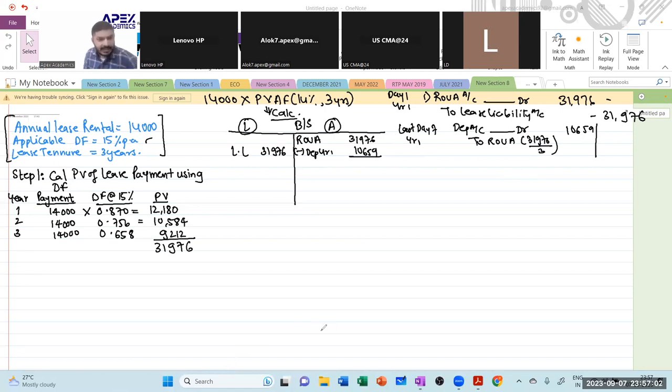Now, the main calculation, the amortization calculation. I want students to answer. I'm going to be very strict. Haripriya, tell me what is the opening balance of lease liability? 31,970. Perfect answer. On this, interest will be charged at the rate of how much, Haripriya? 15%. Very good. Calculate and give me the answer.